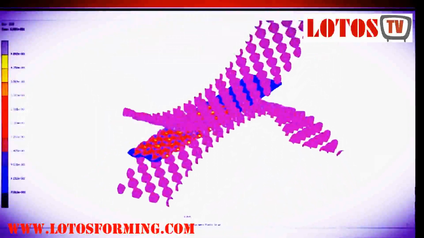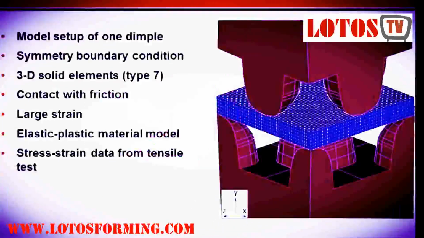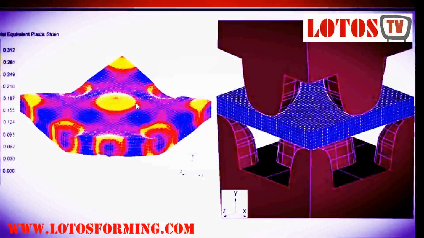So we propose another simplified approach in order to simulate the dimple products. Here you can see that the simplified approach is that we carry out one simulation for only one dimple, using 3D elements, and then from the dimple that we generate, it includes the geometry of the dimple and also the stress and strain. In this case, the plastic strain data is presented here for the dimple.